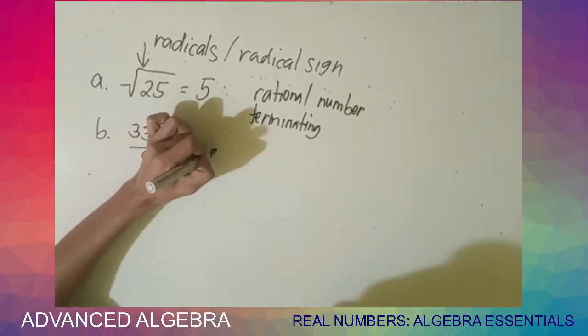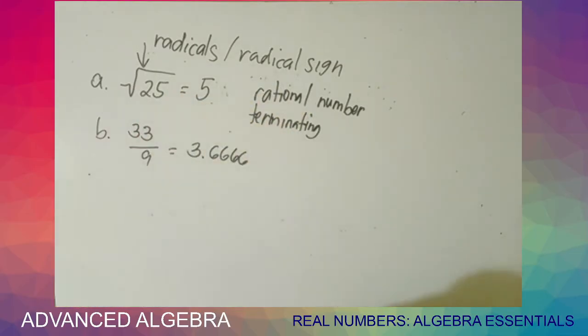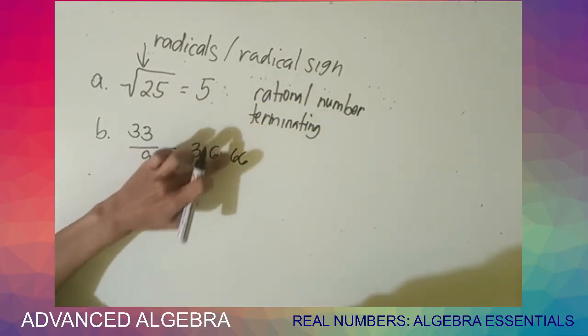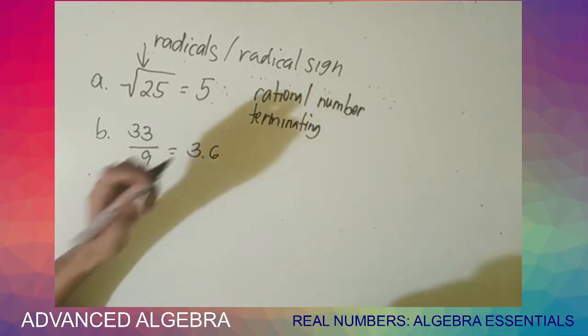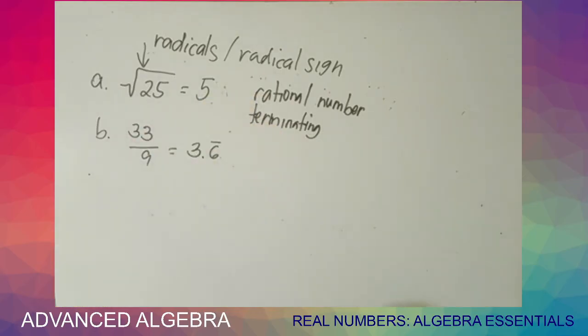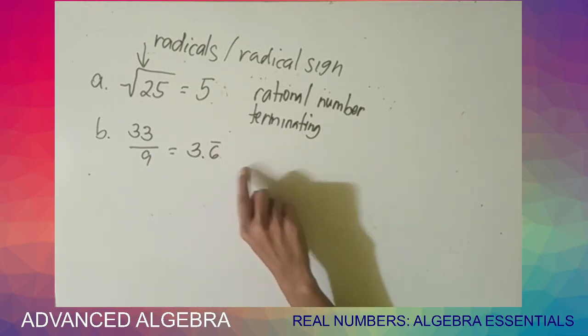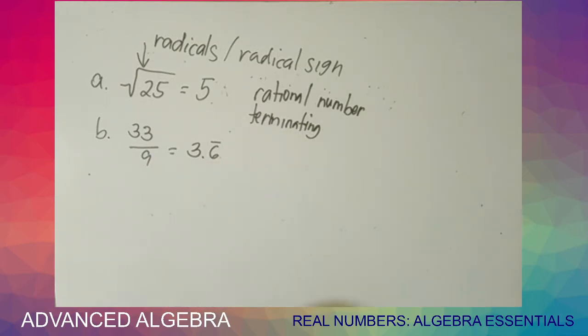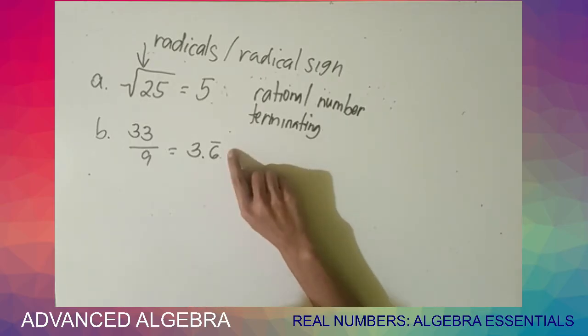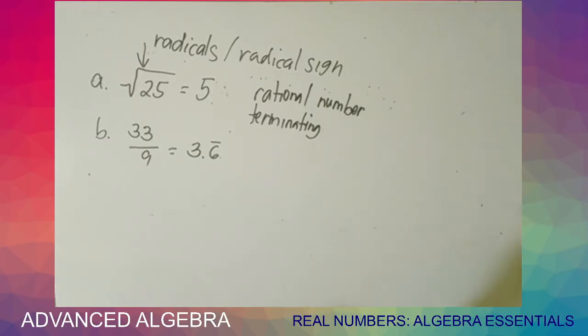Okay, 3.6666... Pwede natin siyang isulat as 3.6 with a bin column sa taas, kasi isa naman yung number na umuulit. So kapag nakalagay sa direction na i-express as terminating or repeating decimal, gagamit tayo ng bin column kapag repeating. Kapag wala naman nakalagay, pwede natin siyang isulat na ni-round up sa 4 decimal places.